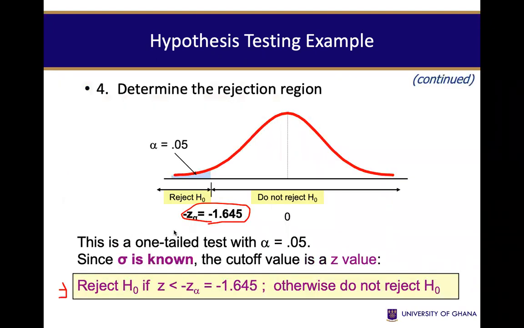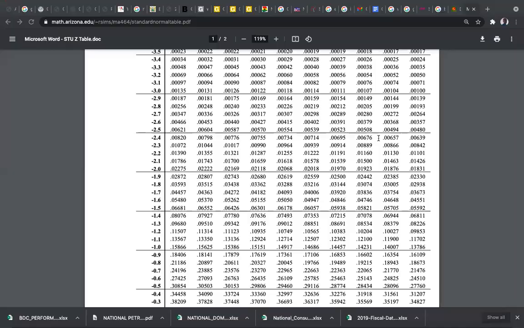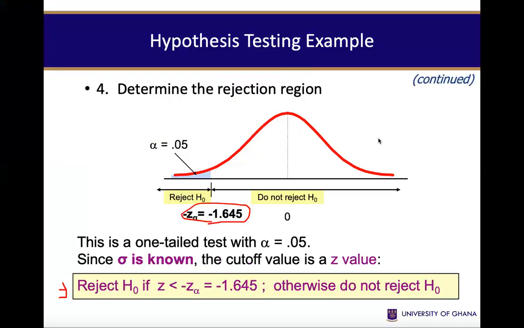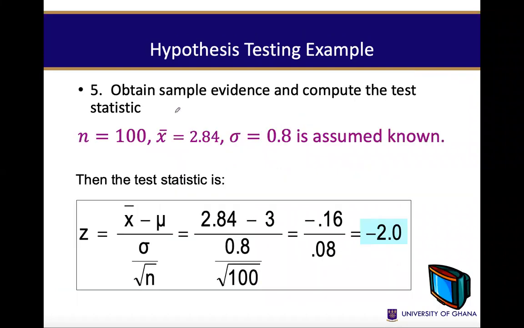Once you are here, let's continue with the solution. So we have a rejection rule, and the rejection rule indicates that we're going to reject the null hypothesis if the test statistic that we have calculated is less than the negative Z alpha. Otherwise, we are going to fail to reject the null hypothesis. Now we are in a position to calculate the test statistic.